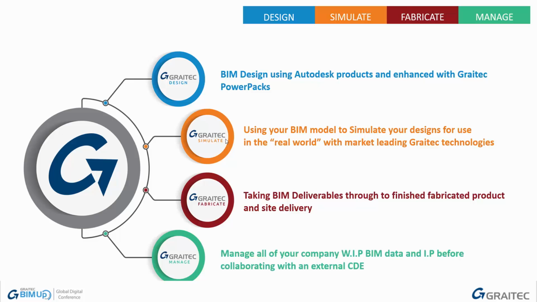Just to give you an overview of Graitec and Graitec products, we have four main categories. We have Beam products to use with Autodesk products as power packs. Secondly, we have Beam products to simulate and design for the real world market. Then we have the system for Beam deliverables, and you can also manage Beam data to collaborate with external CDEs. These are the four major categories for Graitec.